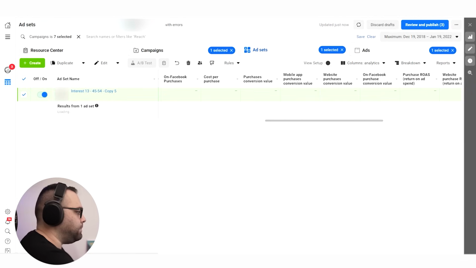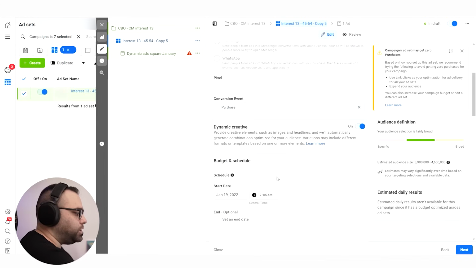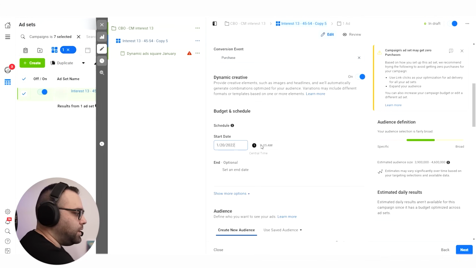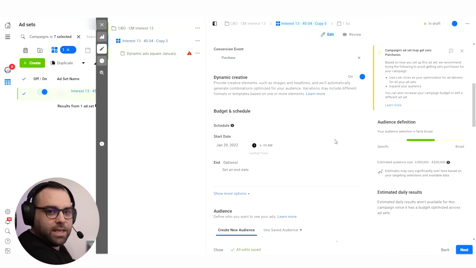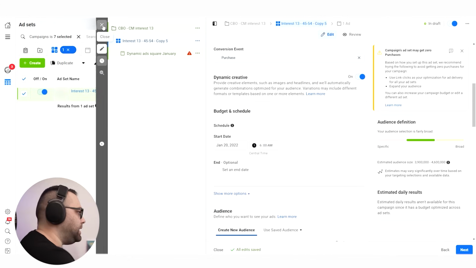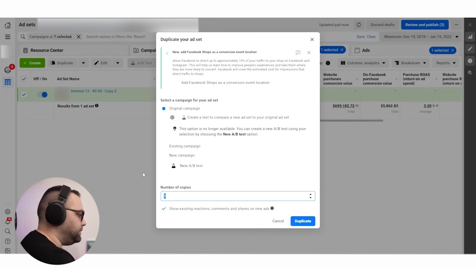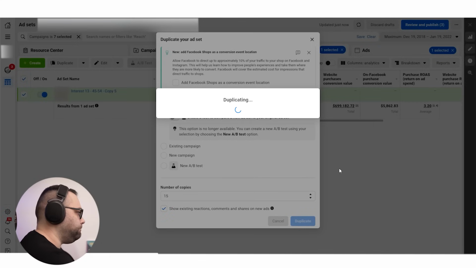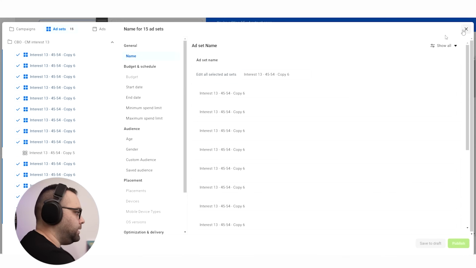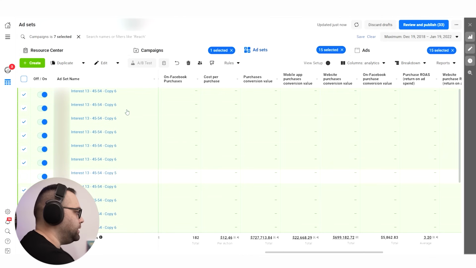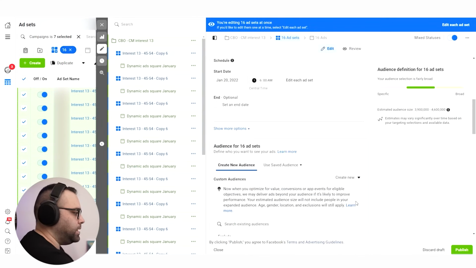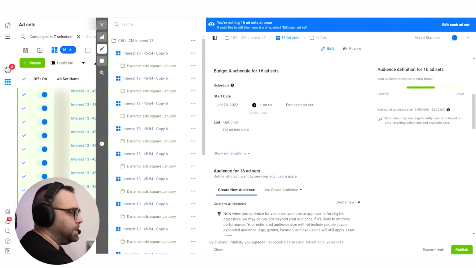So we can go inside the campaign. We can take this one. Of course, we are going to set it up for the next day at 6 a.m., because remember that this one needs good optimization. You see, I'm changing nothing else. I'm taking exactly the same ad set and duplicating it another 15 times. Duplicate. There you go. And here we are. We edit all of them and we hit the publish button so that this can actually start.